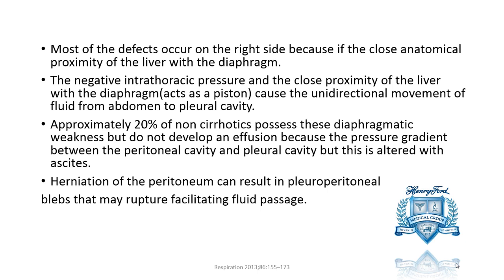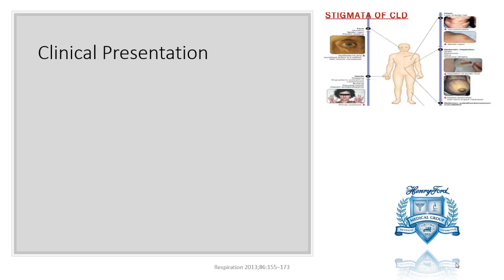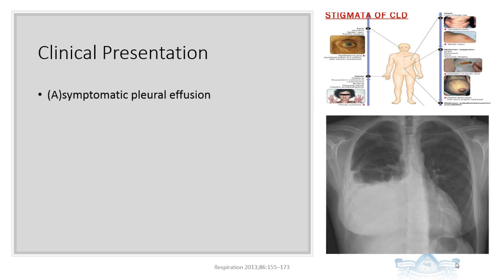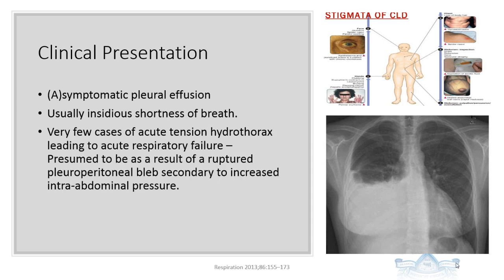So when you have pleuroperitoneal blebs, there have been case reports of a few patients presenting with acute hypoxic respiratory failure because of acute tension hydrothorax, but this is not something that happens commonly either. So usually patients have stigmata of chronic liver disease, and most of them are asymptomatic. However, they can present with shortness of breath, and it's usually progressive and insidious in onset. And we spoke about the acute tension hydrothorax.